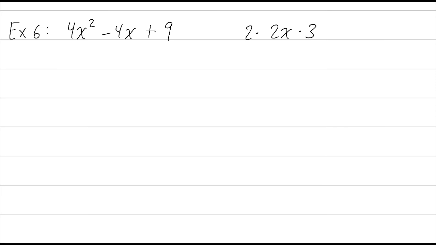2 times 2x is 4x, times 3 is 12x. Compare that to the middle term here. Not the same, right? They're not the same. So again, this is not a special factorization.